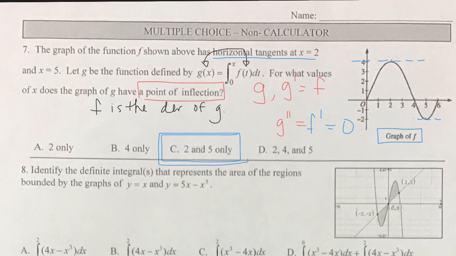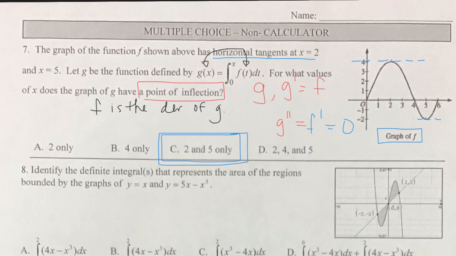So this is a conceptual understanding question. Do we know the relationship between G and its integral function? And yes, we do. G is the antiderivative of F, or F is the derivative of G. So the second derivative of G is the first derivative of F.